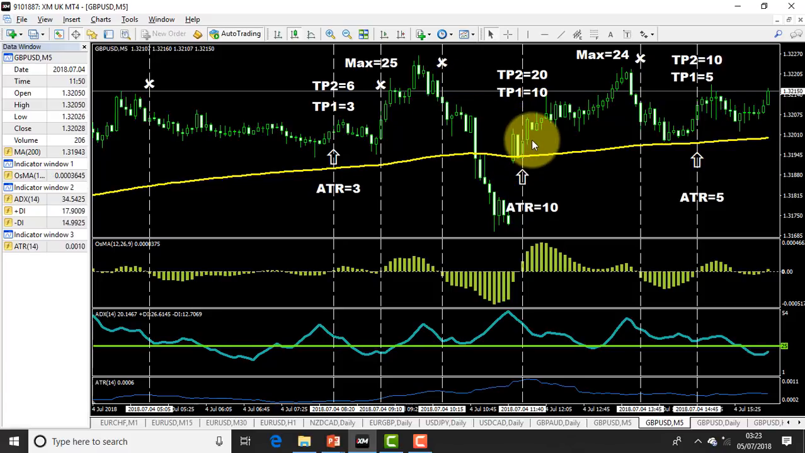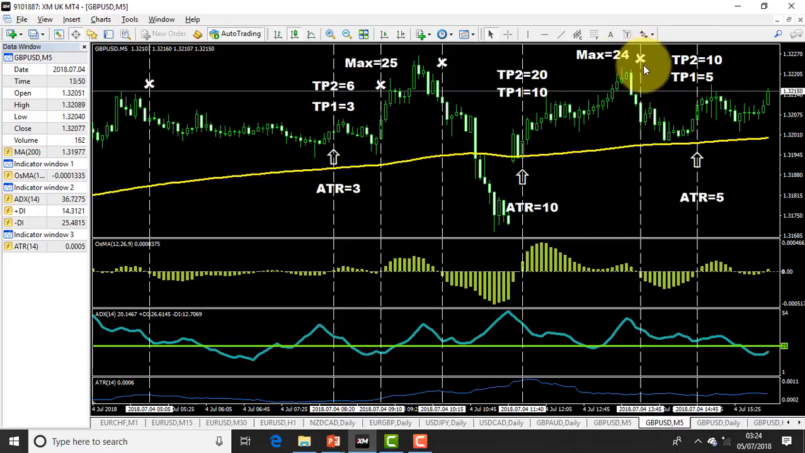There's a trade here. It crosses upwards, the price is above the moving average, and ADX is above 25, which is great. If you look in the indicator window straight away, it's a 10 pips ATR. So TP1 is 10, TP2 is 20. And if you measure from here to over here, it's about 24 pips. So we get our TP1 and TP2 correctly.